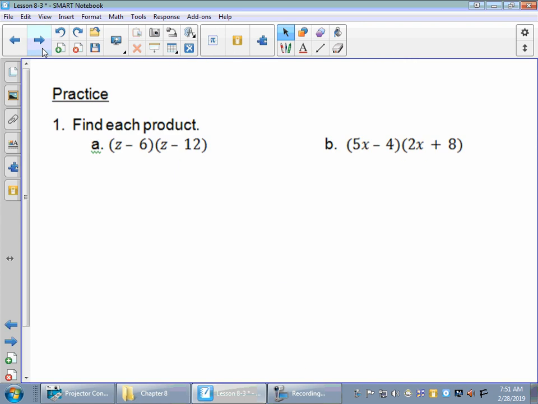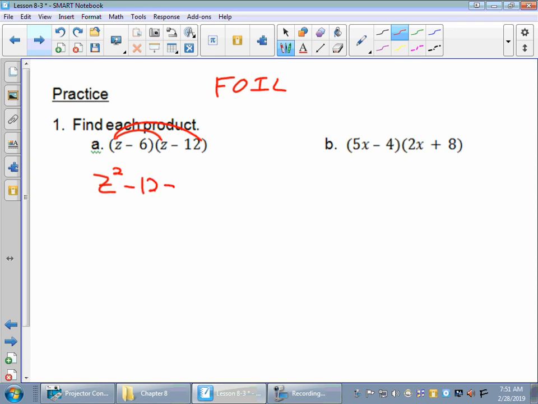Let's practice our foiling and our distributive property. So we can write FOIL up at the top just to kind of help us remember if we need to. And let's do letter A here. So first terms, it's going to be z times z, which we know is z squared. Then we're going to go the outside terms. So z times the negative 12 is negative 12z. Now I've got to do the inside terms, which would be a negative 6 times z, which is negative 6z. And then the last terms in each parenthesis, negative 6 times negative 12, which is going to be a positive 72. Check your math. Negative times a negative makes a positive.